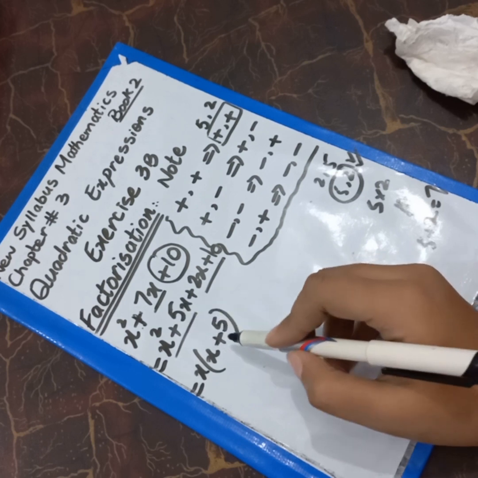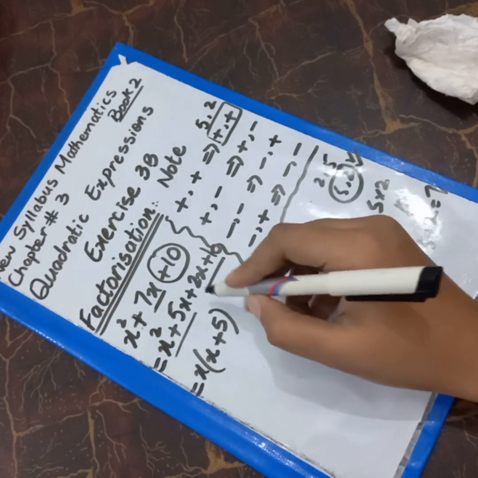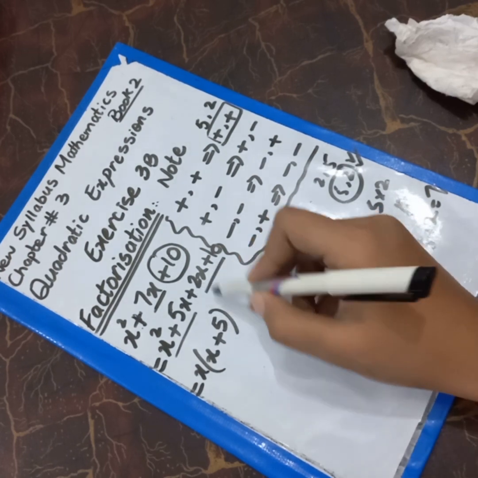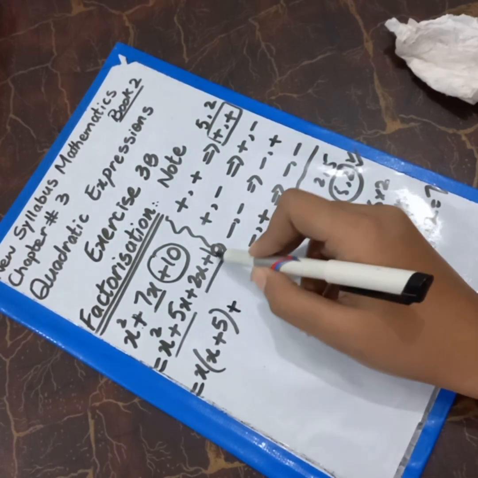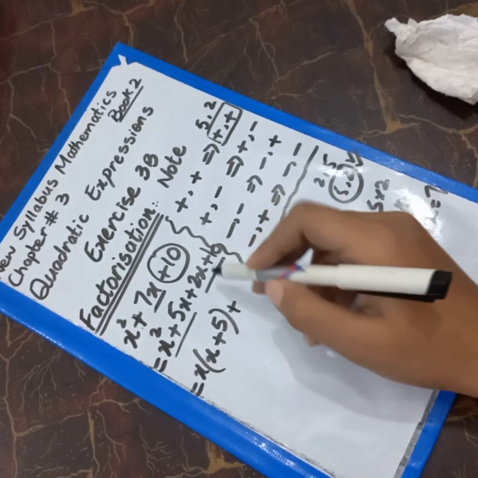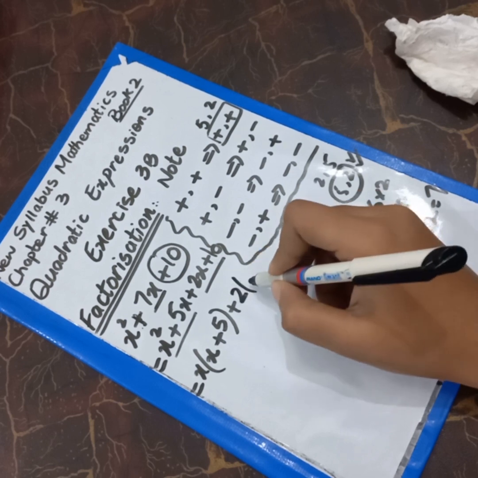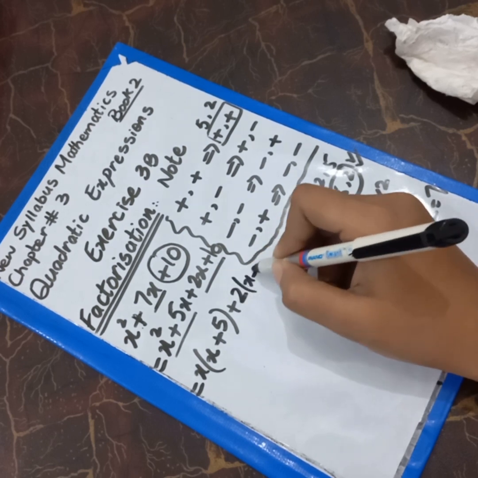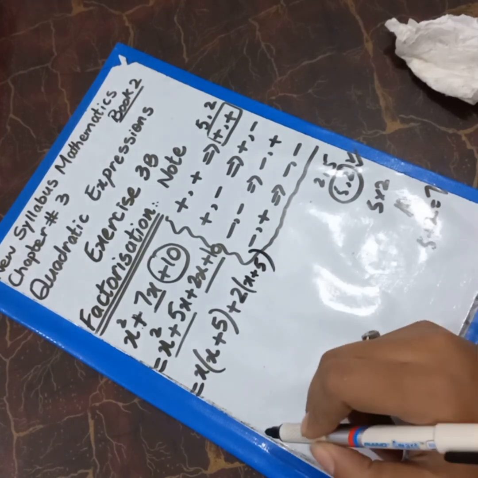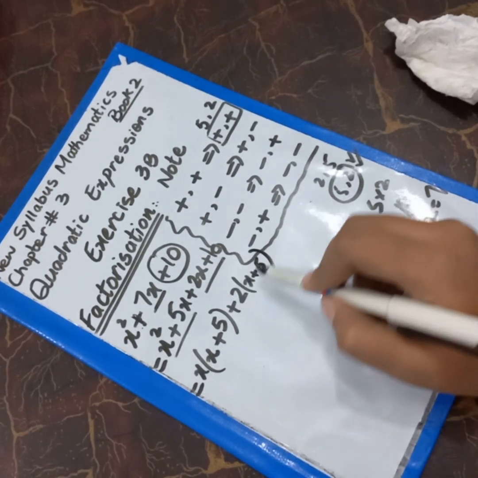And you know that factorization is a reverse operation of expansion. So it's like that. Then again, plus from these two, what is the common multiple? Common multiple of 2 and 10 is 2. Then x plus 5. Why 5? Because we need 10 here. So 2 fives are 10.